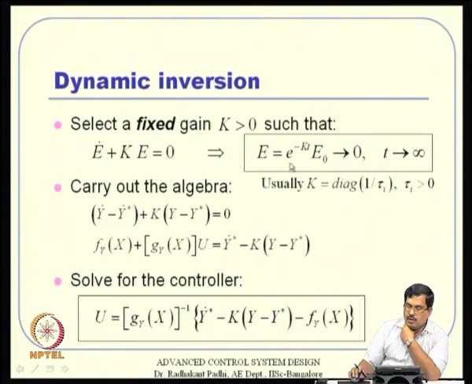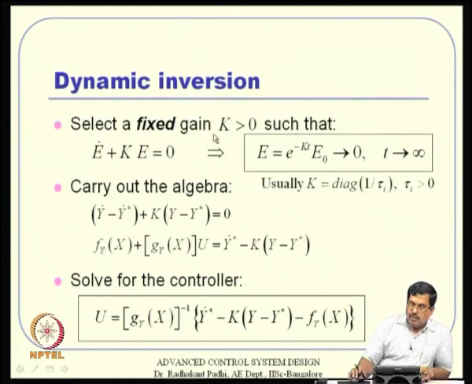Then what is that? The solution of E is nothing but e to the power minus k t times E 0, and certainly e to the power minus k t into E 0 goes to 0, because k is a positive definite matrix and hence minus k is a negative definite matrix. So, this E certainly goes to 0 as t goes to infinity. Our controller should do such a good job that it keeps on satisfying this dynamics no matter what the operating condition is, at whatever point of time. It should continuously try to enforce this system dynamics. That is what the entire philosophy is all about.